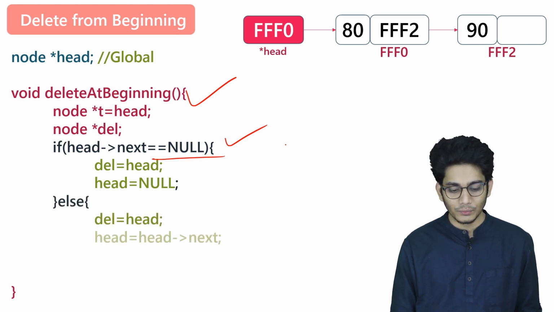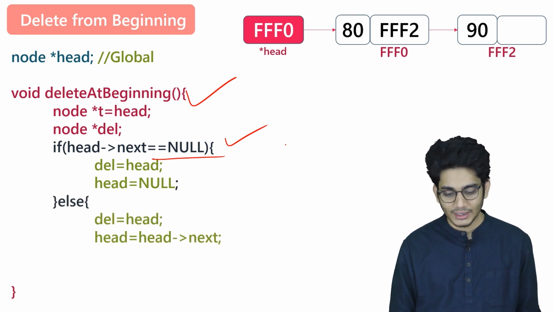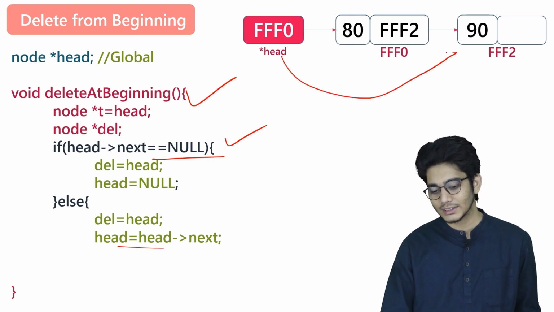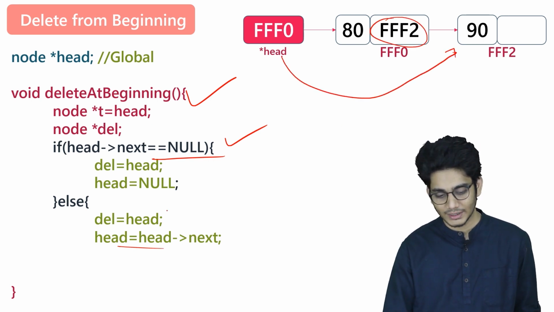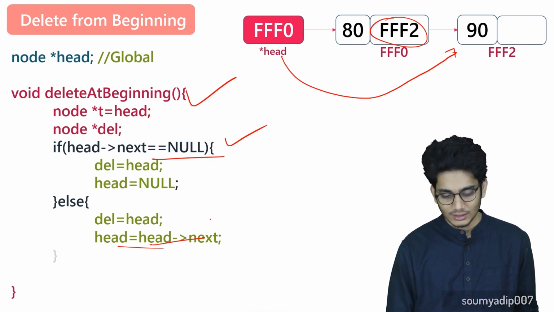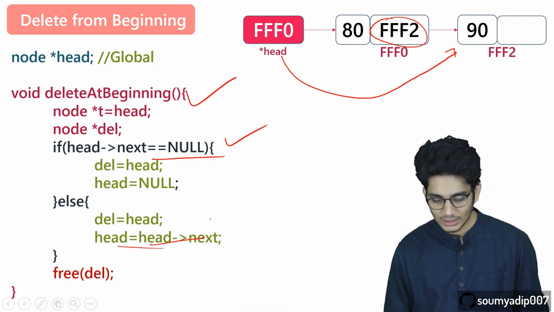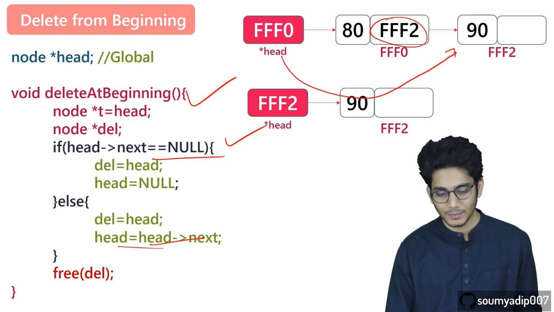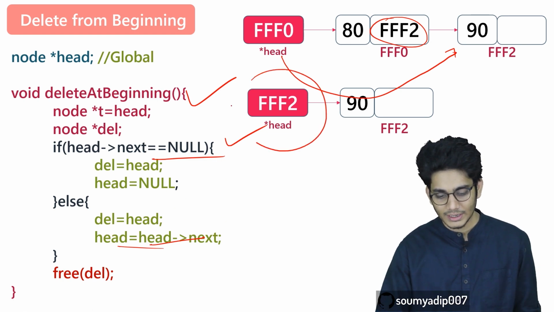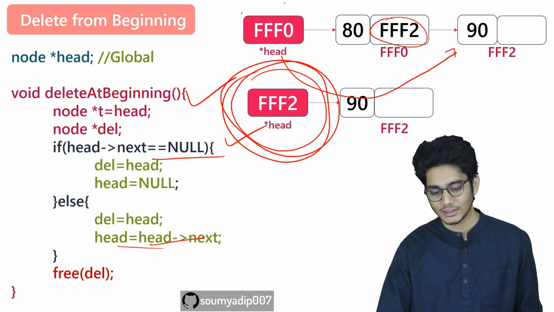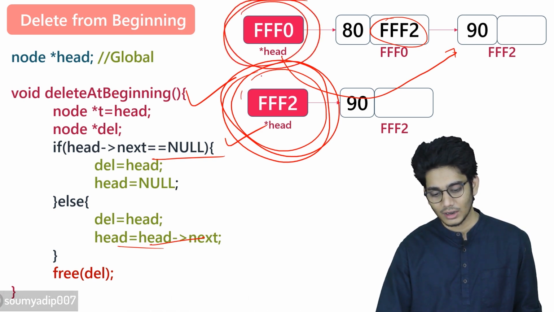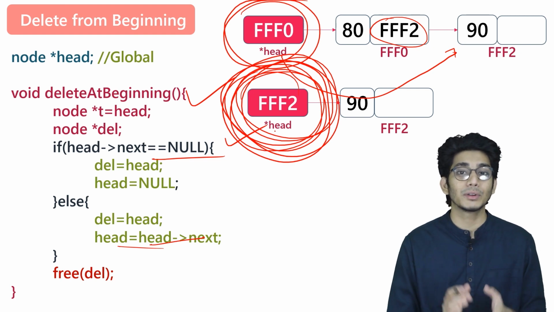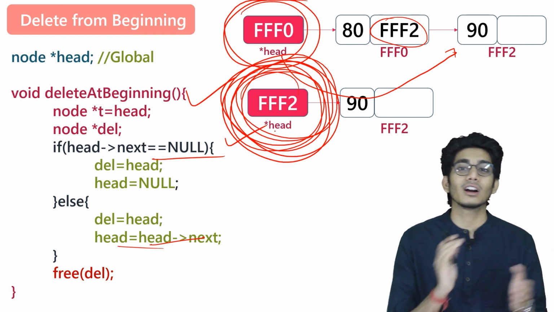Else what we'll do, we'll store the head into del, we'll move the head pointer, then this head pointer will point to this node, that is FFF2, head equals to head next. Then at last we'll deallocate the memory. So what will be the final output? That head will be FFF2. At first it was FFF0, now it is FFF2. So I hope this portion is clear, that how you can delete an element from the beginning of a single linked list.